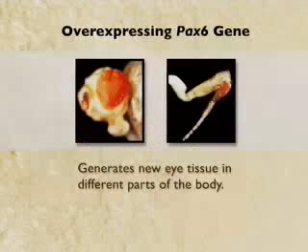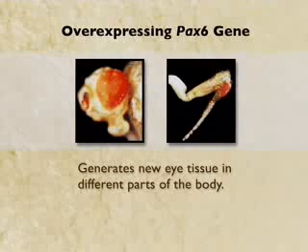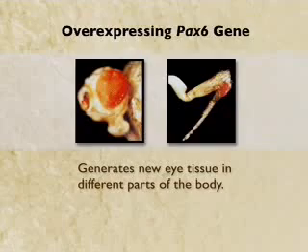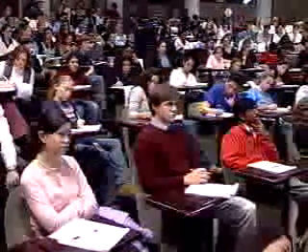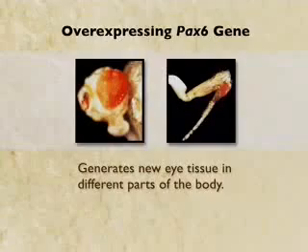Even more remarkably, if you overexpress this key developmental regulator of eye formation, you can generate new eye tissue in completely different body parts. So this is an experiment that was done by Walter Gehring's lab, taking this PAX6 gene and engineering it to be expressed during leg development in a developing fruit fly. You can see when you overexpress the eye regulator gene, you induce on the leg of the fruit fly a tiny little patch of red compound eye tissue.